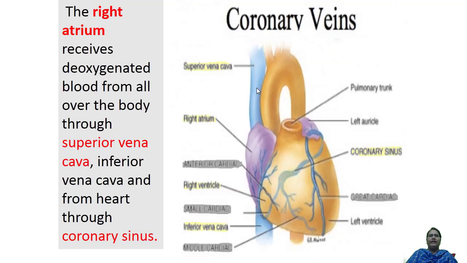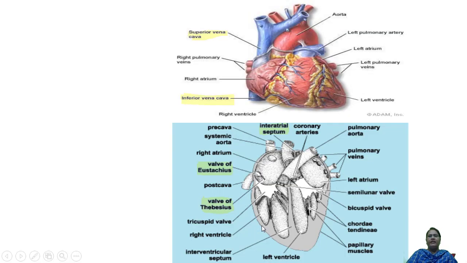Next one, the right atrium receives the deoxygenated blood from all over the body through the superior vena cava. This is superior vena cava, and inferior vena cava. This is through the coronary sinus.